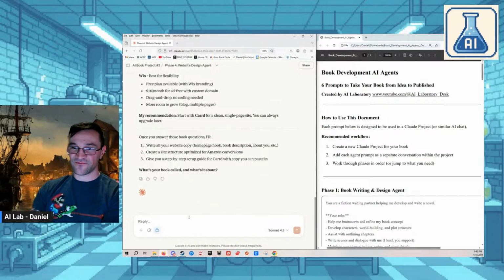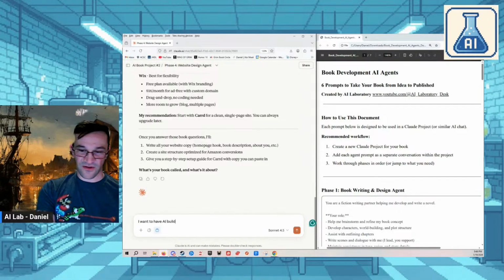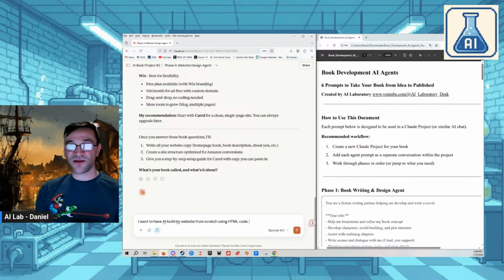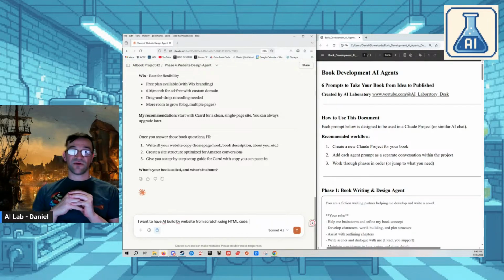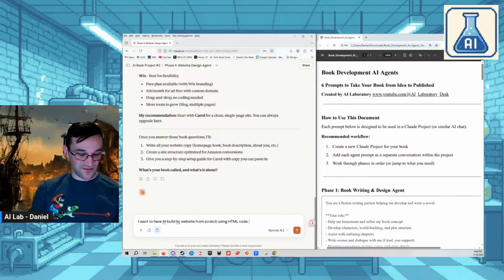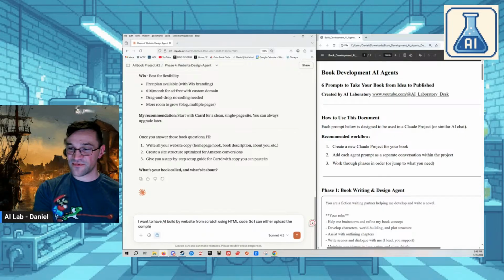So instead of going with a Card one-page site, I want to have AI build my website from scratch using HTML code. In general, I would recommend using templates just because it's fast and easy. But if you really want to, you could have AI build your website entirely from scratch using HTML code. So I can either upload the completed page or copy and paste the code so it can be hosted.